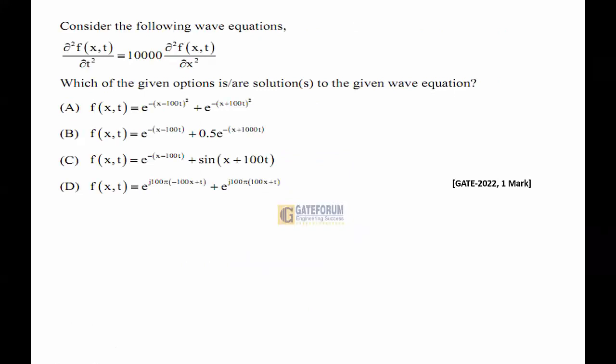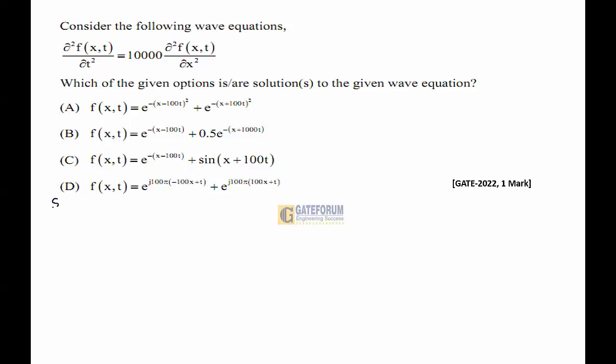The question is, consider the following wave equation: ∂²f(x,t)/∂t² is equal to 10,000 times ∂²f(x,t)/∂x². Which of the given options is a solution to the given wave equation? This question is from the differential equations topic, subtopic partial differential equations. The solution is sometimes obtained by checking the given options one by one for the given wave equation. So I will go for the options method.